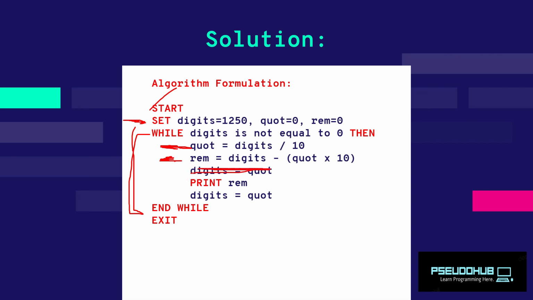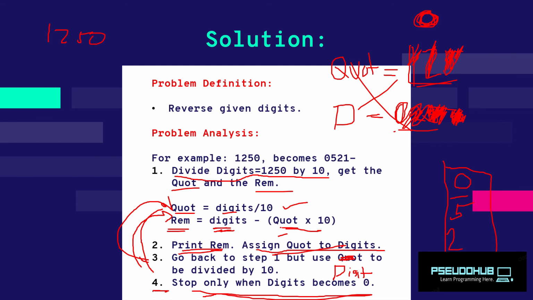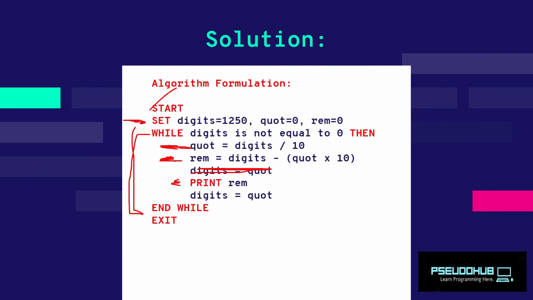After we get the remainder, we print the remainder, and then we assign the quotient value to digits. It's the same, I just implemented it in pseudocode. Okay? So yeah, that's the implementation of this problem using pseudocode. Again, if you are still confused, kindly pause the video and analyze the code. Assuming that you've understood the problem already, let's proceed to the next topic.